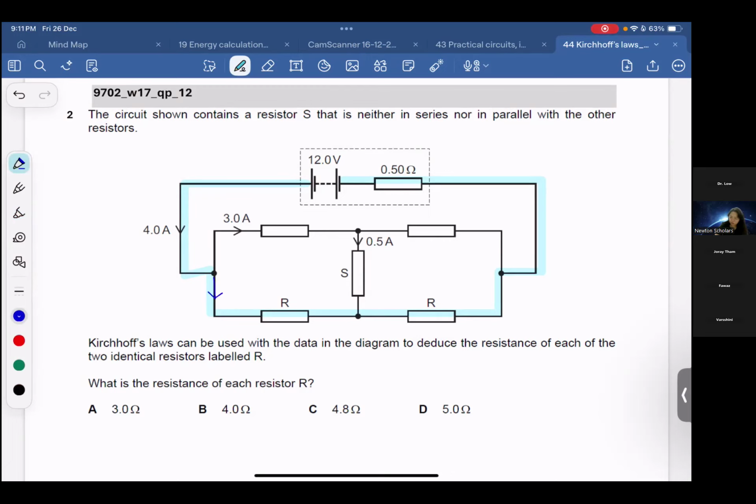So at here, 4 going in, out is 3. That means here another 1 out is 1 ampere. So here is 3.0 ampere. Then this one is going out 0.5. So that means that here is 2.5 ampere.